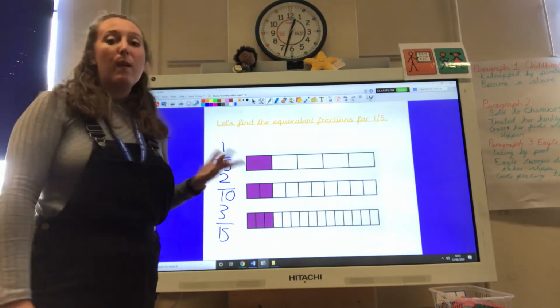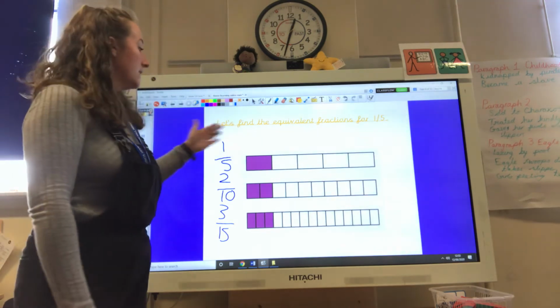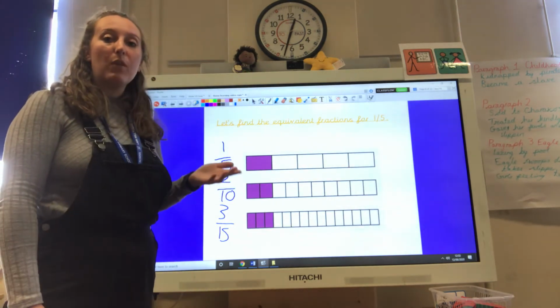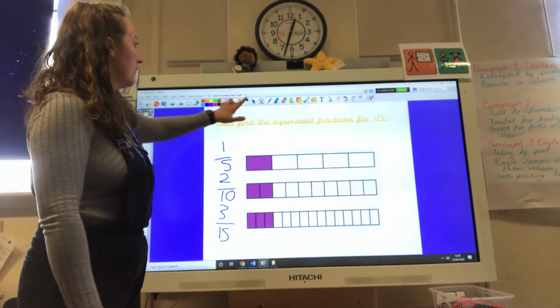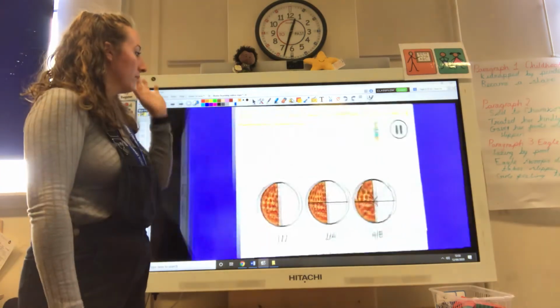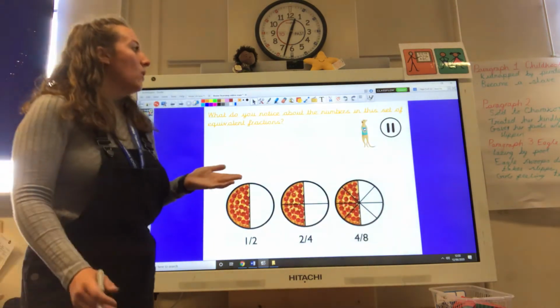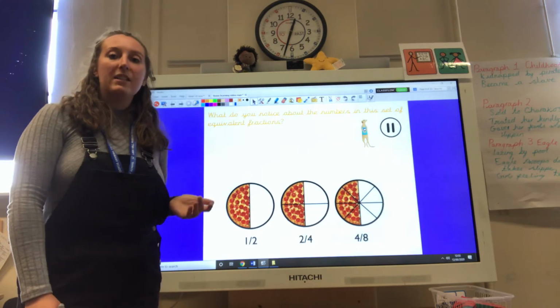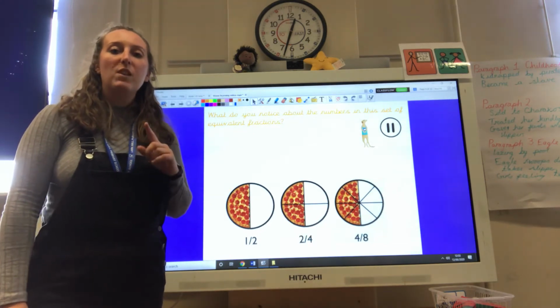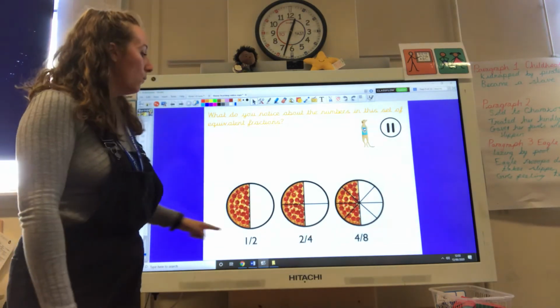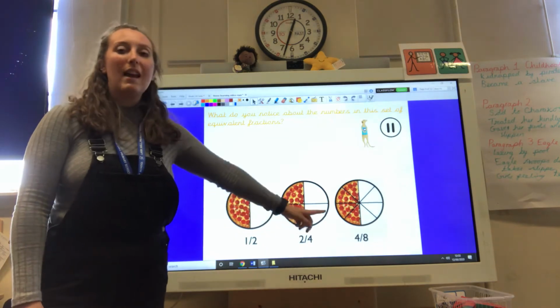If I had 1/5 of a bar of chocolate, I'd eat the same as if I ate 2/10 of a bar of chocolate, or if I ate 3/15 of a bar of chocolate. So what do you notice about the numbers in this set of equivalent fractions? Pause this video and have a look at the link between 1/2, 2/4 and 4/8.